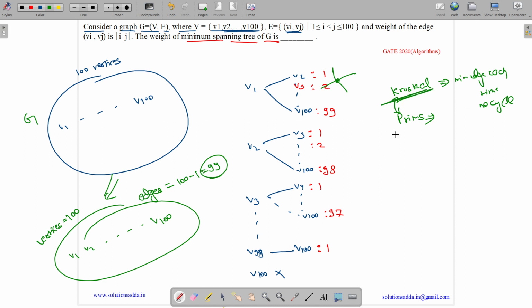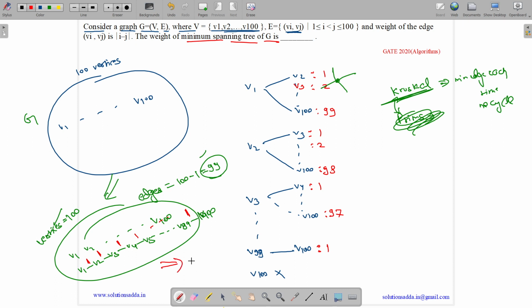So let us assume we are going with Kruskal's algorithm. So we take the minimum edge. What you can easily see is that V1 to V2 is 1, V2 to V3 is 1, V3 to V4 is 1. So we can consider the edges V1 to V2, V2 to V3, V3 connected to V4, V4 connected to V5, up to V99 connected to V100. So we have all the 100 vertices and 99 edges, and each edge weight is 1, because the absolute difference between V1 and V2 is 1, V2 and V3 is 1, V3 and V4 is 1. Similarly, all edges will be of weight 1.